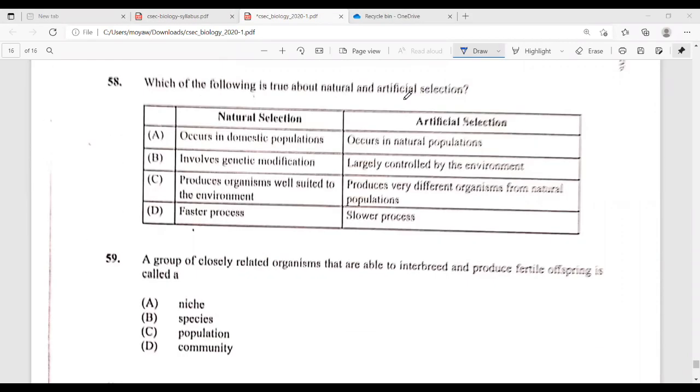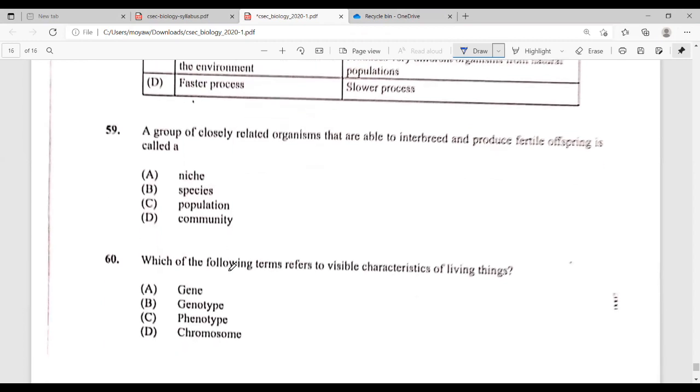Question 58. Which of the following is true about natural and artificial selection? So for natural selection, we have occurs in domestic population, for artificial, occurs in natural population. So that's not true. And then B, involves genetic modification, largely controlled by the environment. For artificial, that is not true. And in C, produces organism well suited to the environment, and for artificial, produces very different organism from natural population. So that is definitely true. And D, just to make sure, faster process, natural selection is not a faster process. So that's not true.